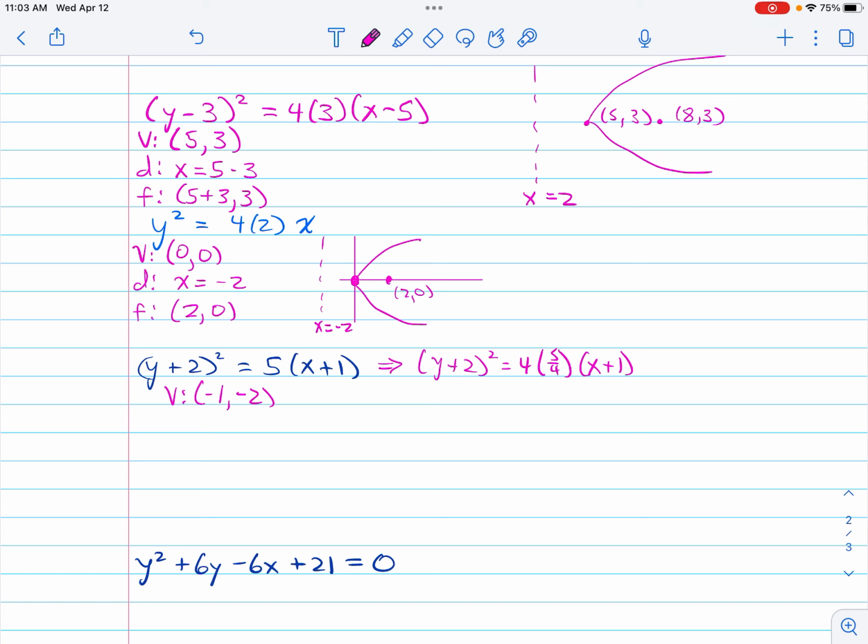So now, here's what we got. We've got the directrix. x equals negative 1 minus 5 fourths. The focus is negative 1 plus 5 fourths, negative 2. Okay, so here's the focus. The vertex. Here's the directrix over here. And here's the focus.